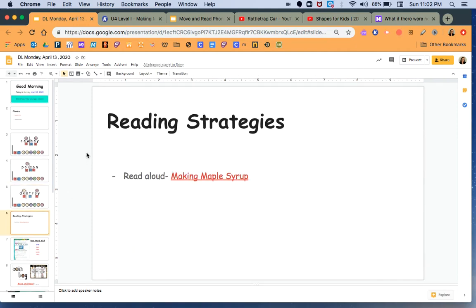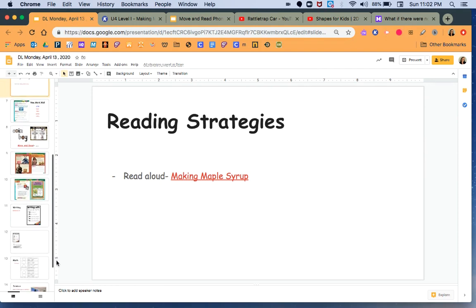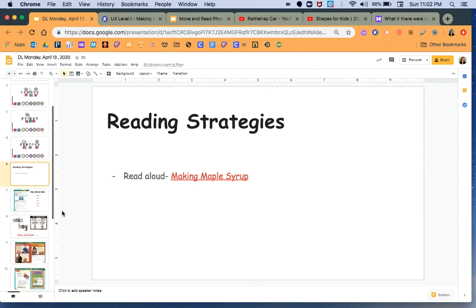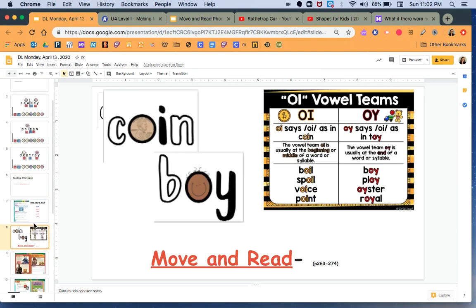Okay. So today we're going to be reading a story called Maple Syrup. And I think what I want to do, guys, is move something. I want us to see if we can move around a little bit. So I'm going to slide this up here. We talked a little bit about that OI and the OY. And here are our posters if we were in our classroom. This is what you'd see.